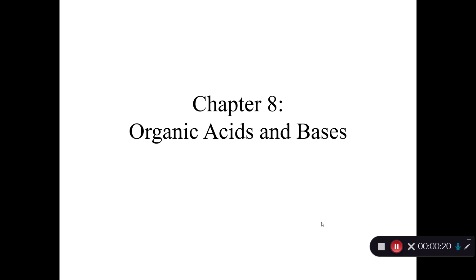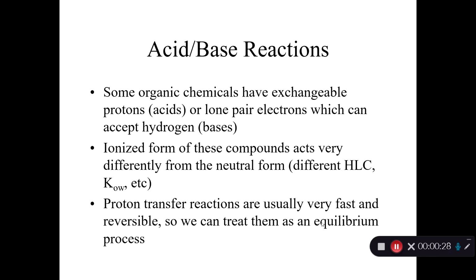So Chapter 8 is about acids and bases and how they have different properties that can affect their partitioning and fate in the environment. Hopefully you remember something about acid-base reactions from your general chemistry classes. Some organic chemicals have exchangeable protons, meaning they can lose a proton. Those are acids. And some have lone pair electrons which can accept a hydrogen. Those are bases. And the ionized form of these compounds, the one that has either lost a proton to become an anion or gained a proton to become a cation, acts very differently from the neutral form. It's going to have a different Henry's law constant, a different KOW, etc.